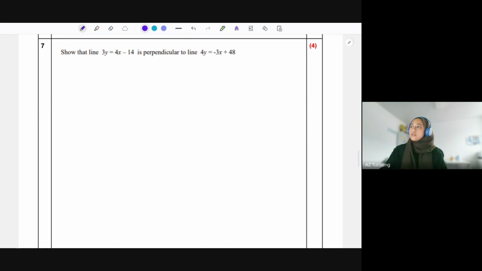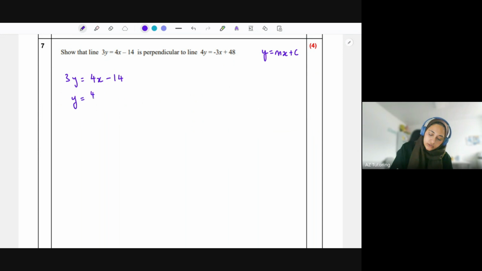Okay, so another one here. It's saying, show that this line is perpendicular to this line. So perpendicular, both gradients have to be the negative reciprocal of each other. Now, the issue I can see with both these lines is they're not in the form y equals mx plus c. So let's rearrange them first. So 3y equals 4x minus 14. I need y by itself, so I'm going to divide by 3. So y equals 4 over 3 x minus 14 over 3.